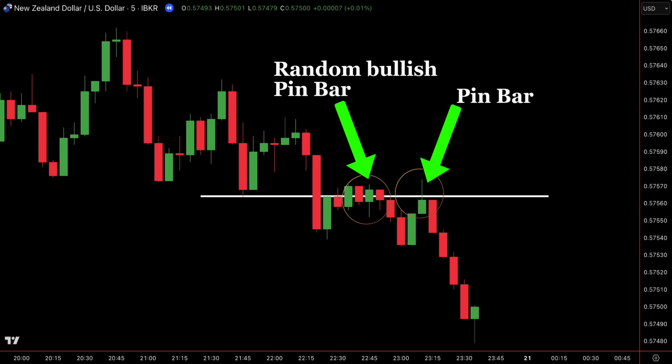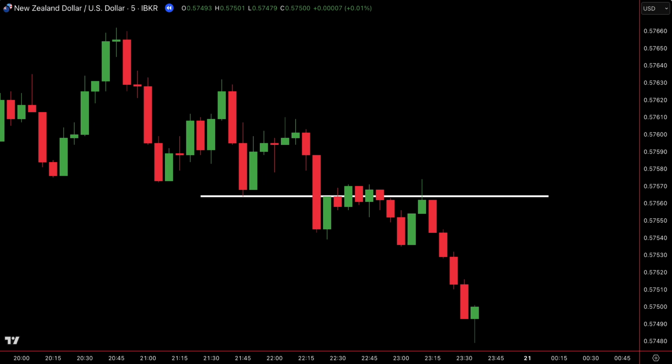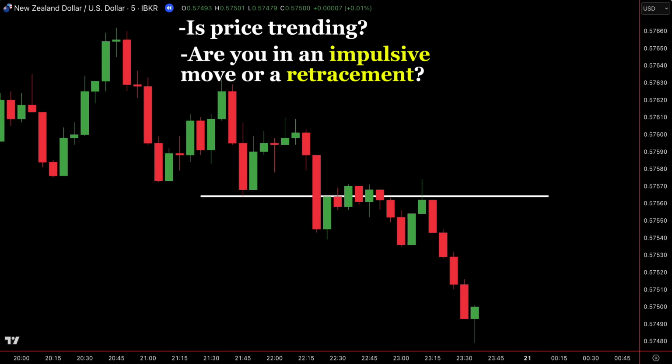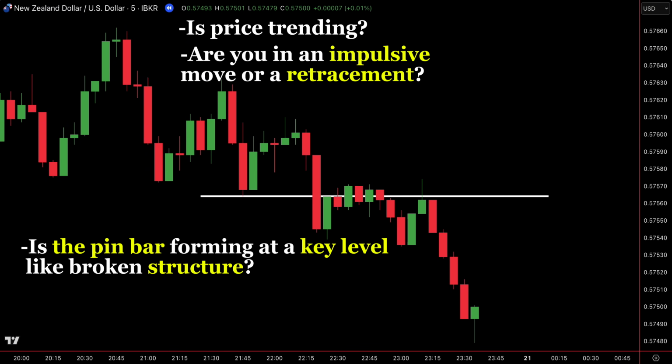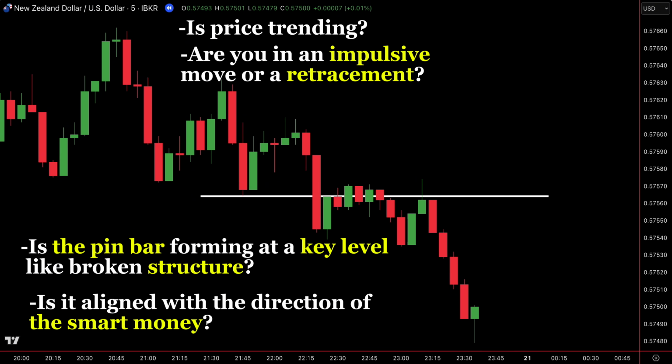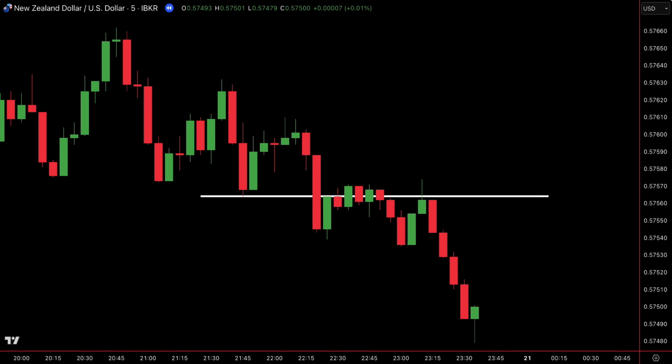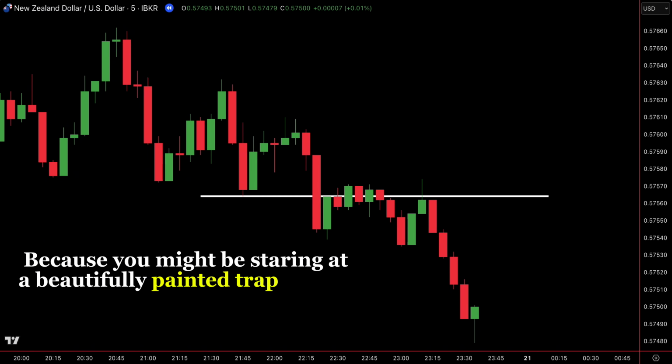What should you do? Use this pin bar checklist. First, is the market trending? If it is trending, ask yourself, is this an impulsive move or just a pullback? Next, is the pin bar forming at a key level? And finally, is it in the same direction as smart money? If the answer is yes, then it's a valid trade. If not, step back, because you might be staring at a beautifully painted trap.